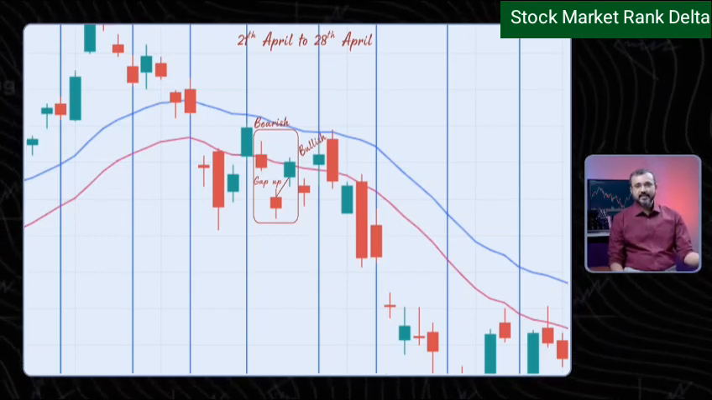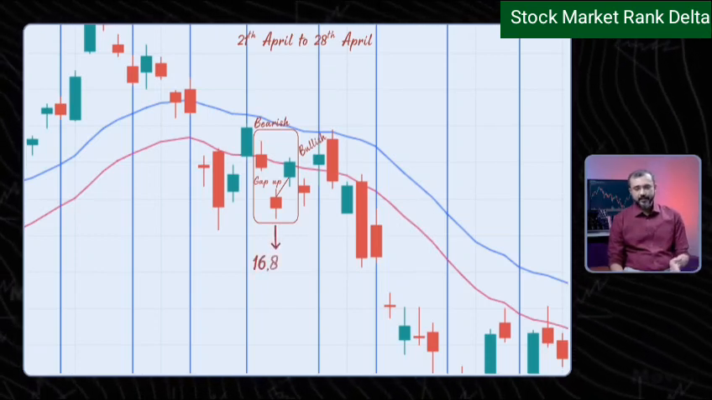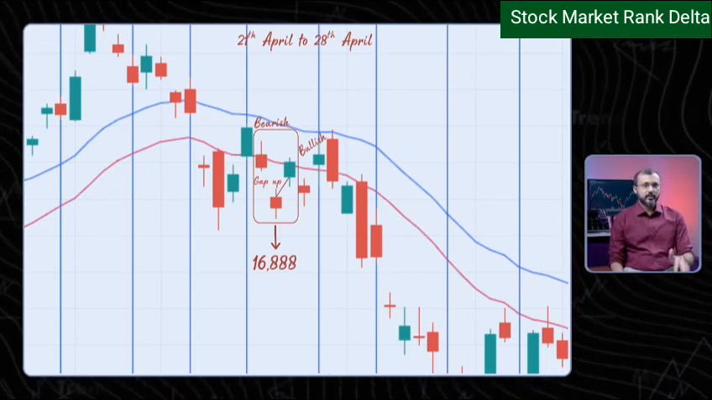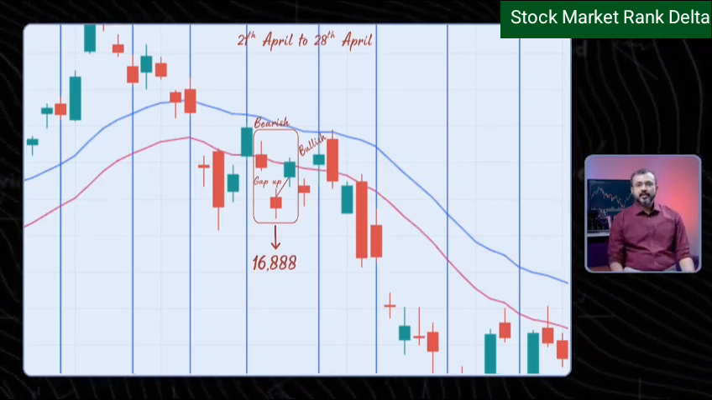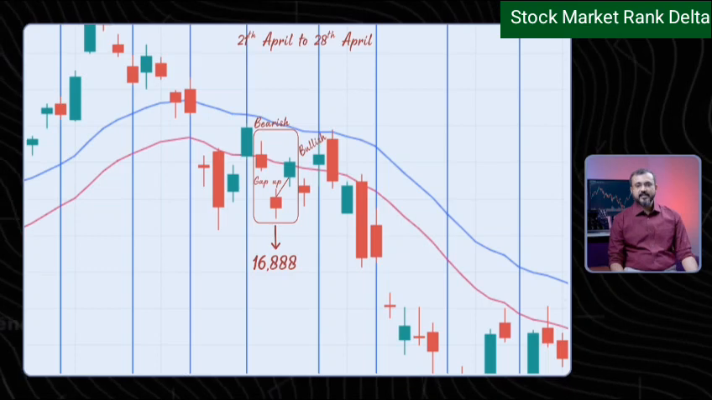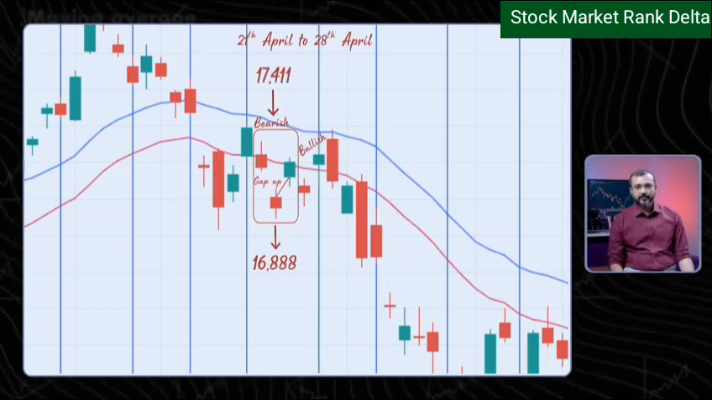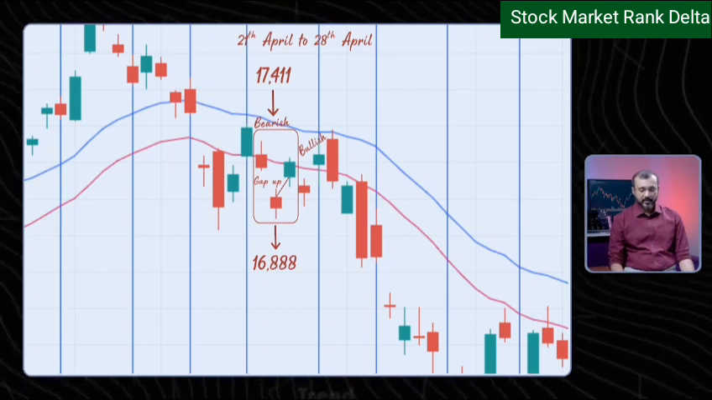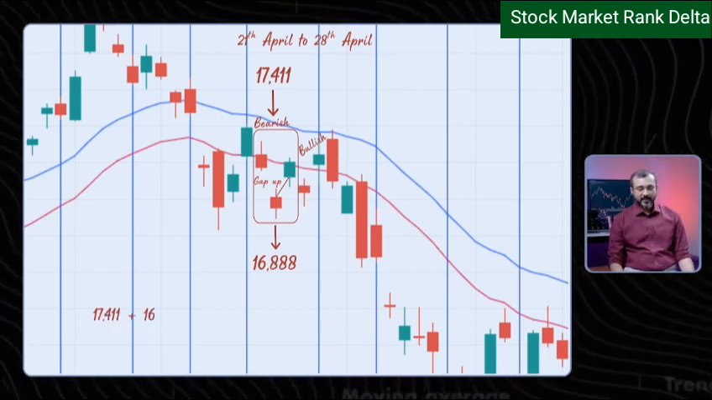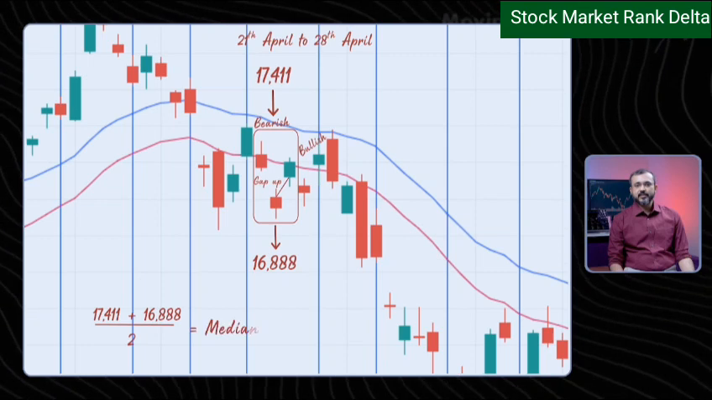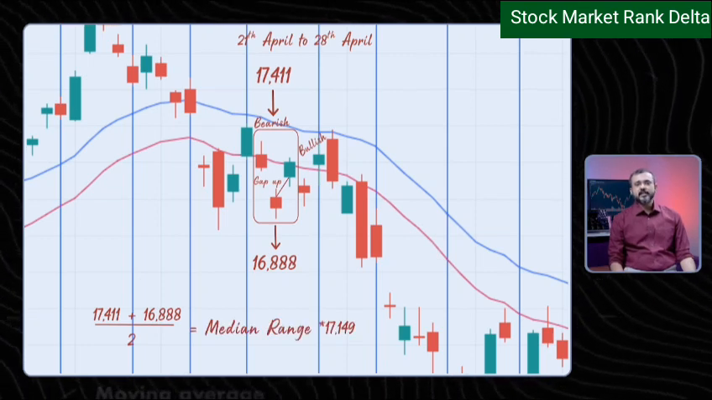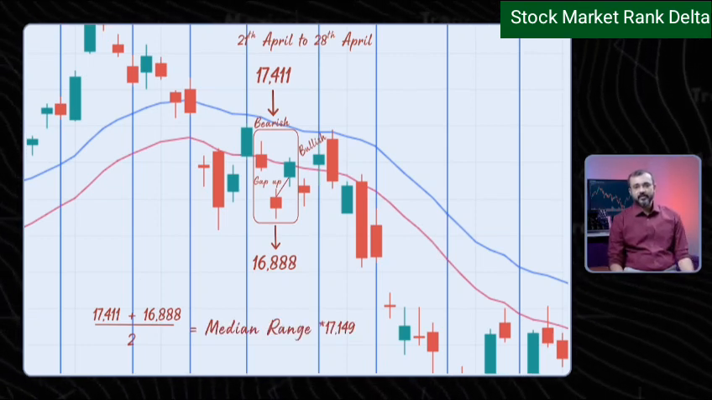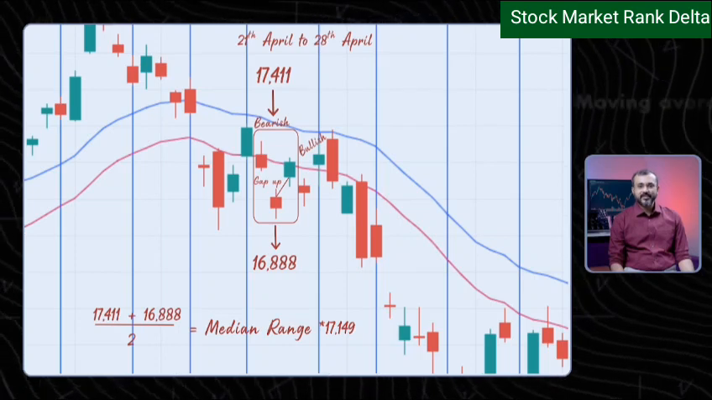So the range is 16,888 on the lower side, which is the low point of the market structure low. The high point comes from the moving average, which is 17,411. We add that and divide by 2 to get a median range so that we can short a straddle. The median range comes to 17,490, which is very closer to 17,150. So we short the 17,150 straddle.